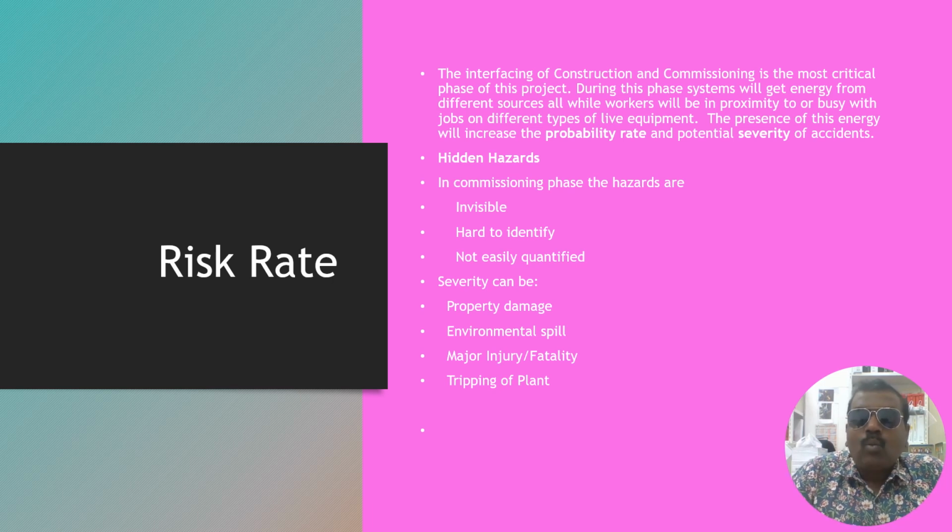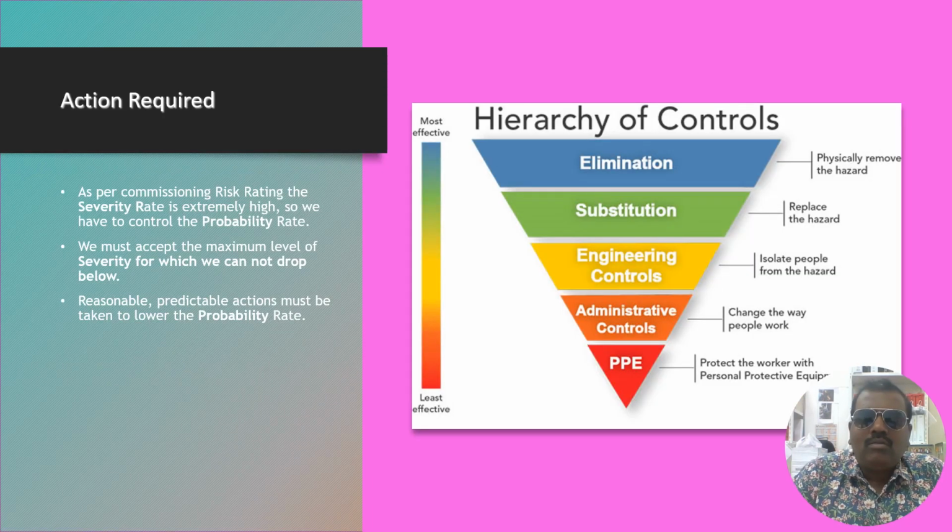So in this condition, what will be the severity in the site if anything goes wrong? Property damage can occur, environmental spillages can happen, major injury or fatality, or tripping of a plant. So how to control this kind of hazards? We can use the hierarchy of controls. What is this hierarchy of controls? Elimination, substitution, engineering control, administrative control, and the last one is personal protective equipment.